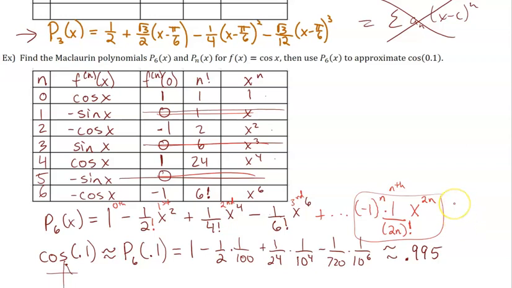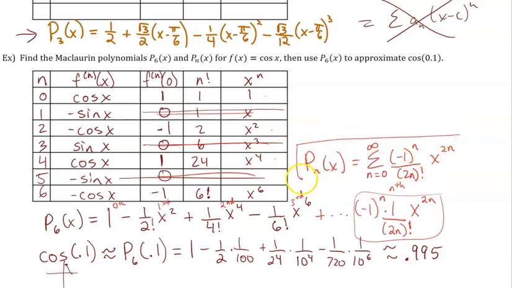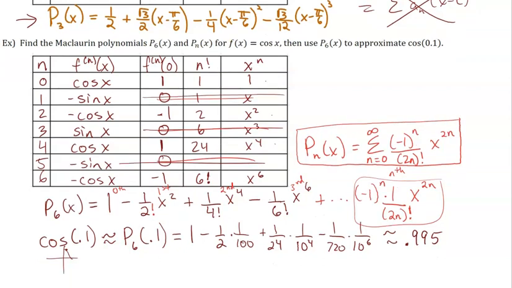Actually, let me not put it up here. Let me write it above. So let's say the nth degree polynomial is going to be the sum from n equals 0 of -1 to the n over 2n factorial times x to the 2n. Okay, there's my nth degree term.